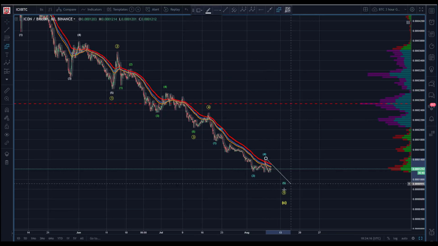So if we're going to come down here and hit one of these levels, I want to see some sort of a motive wave coming out of there. So give me something like this. It doesn't have to be substantial, but then give me this. That's the next buy right there.